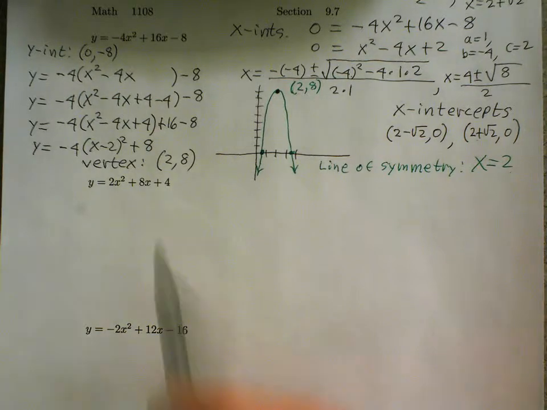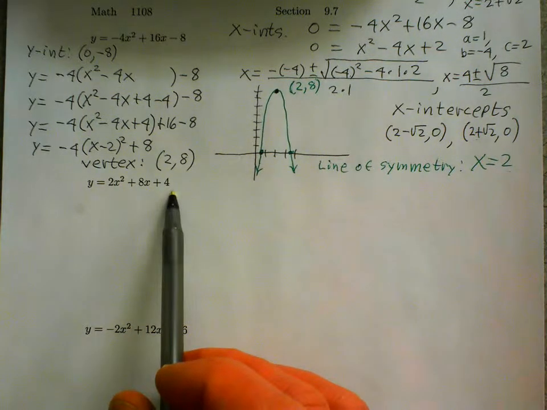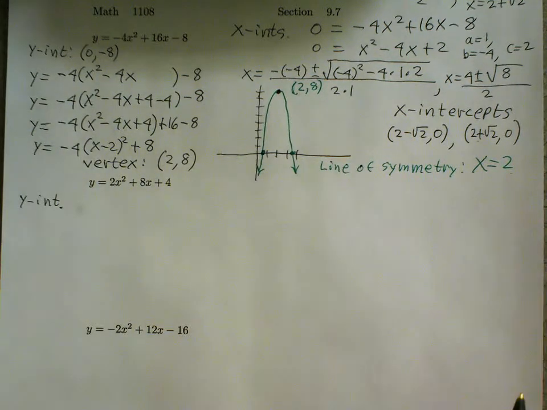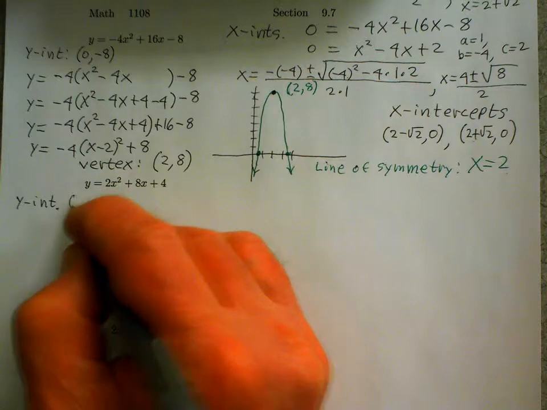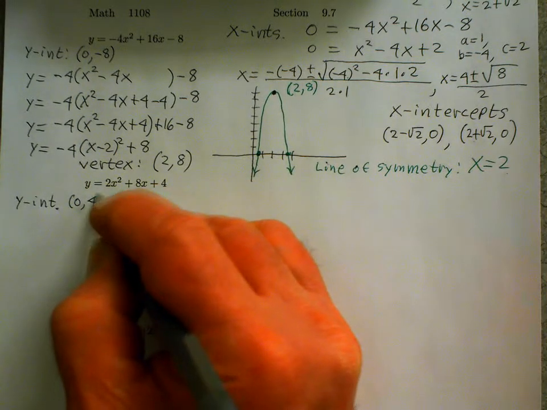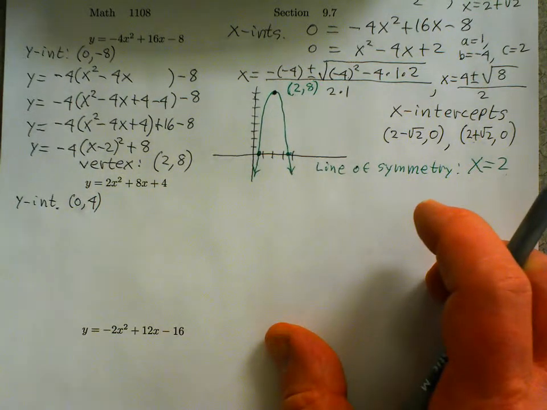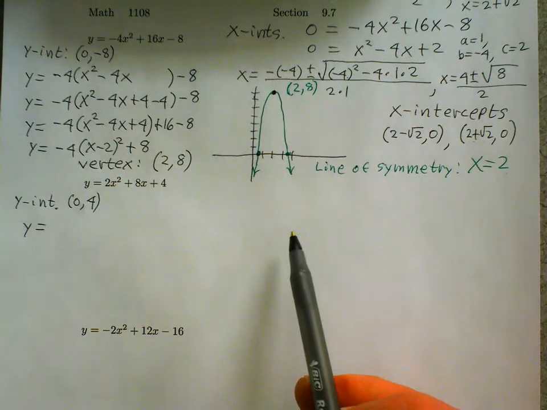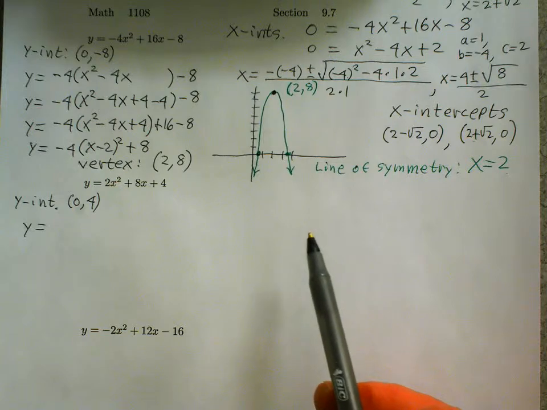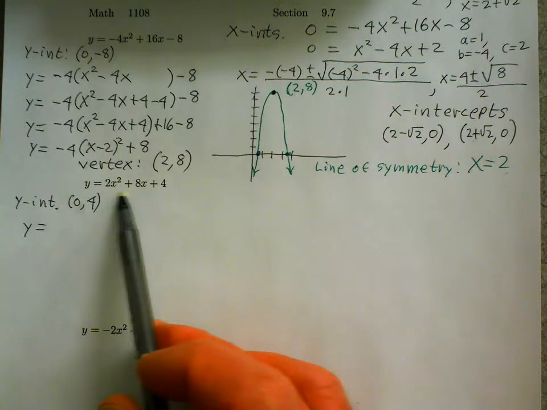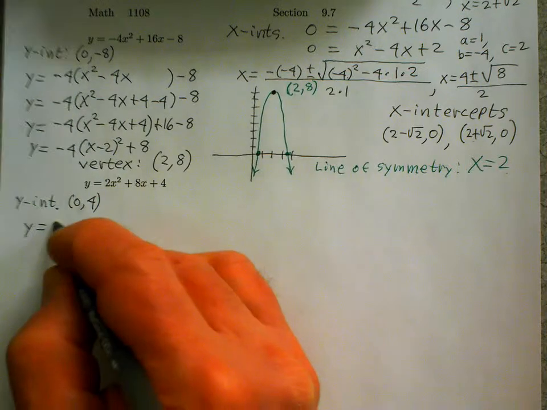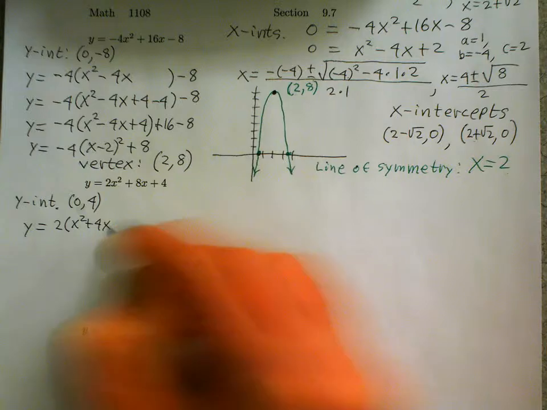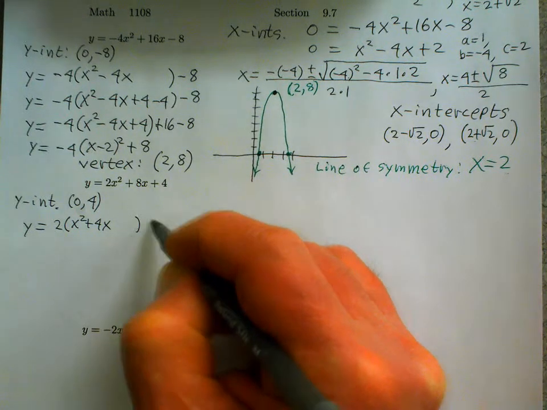Okay, let's go ahead and go through this. The y-intercept: when x is 0, the y-coordinate is 4. The vertex form, start by factoring 2 out of the x squared term and the x term. So it's 2 times x squared plus 4x, and then leave the +4 on the outside.